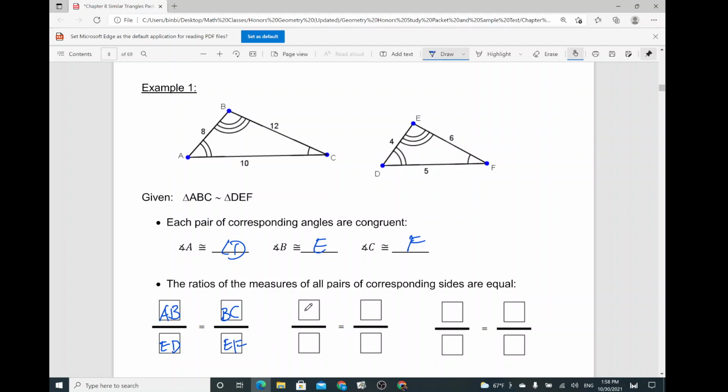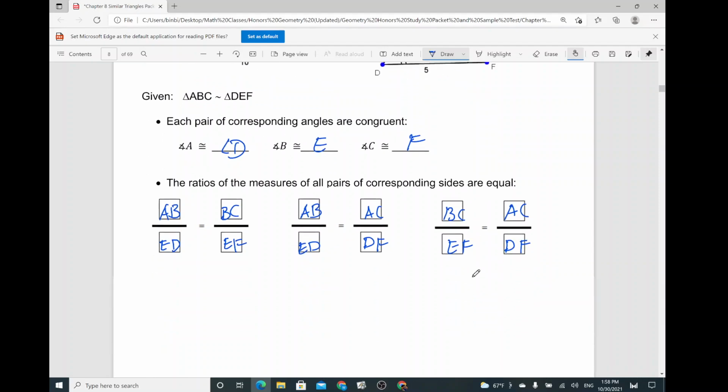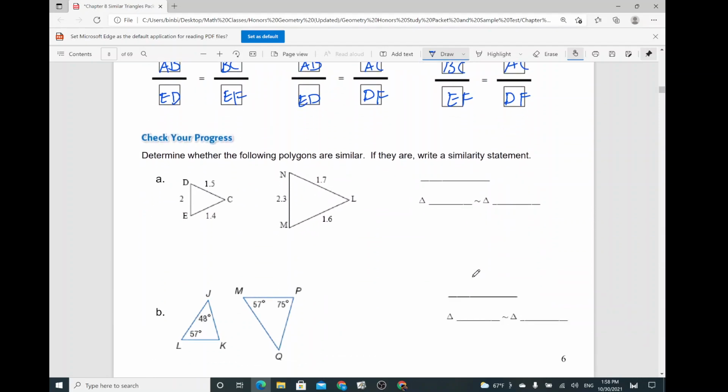You can also say that AB over DE is the same as the ratio of AC over DF. And BC over EF, which is 2 once you divide it, is the same as the ratio of AC over DF. Those are the proportionality statements. Now check your progress: determine whether the following polygons are similar. If they are, write a similarity statement.